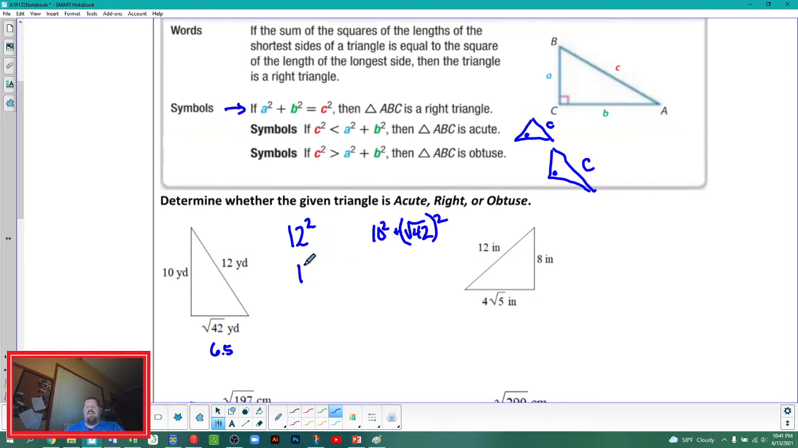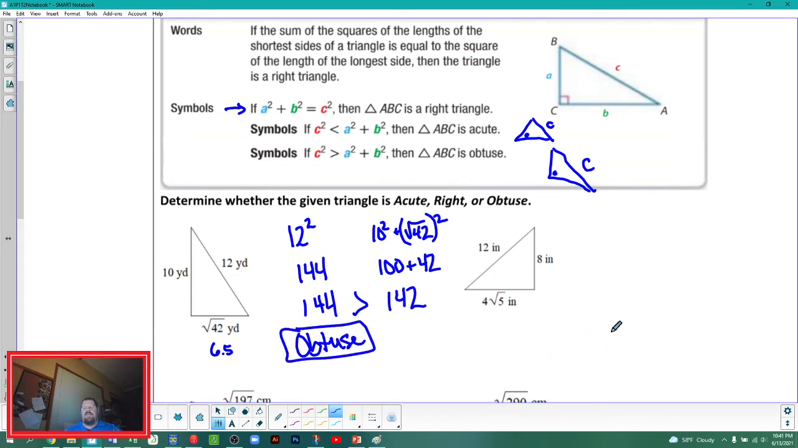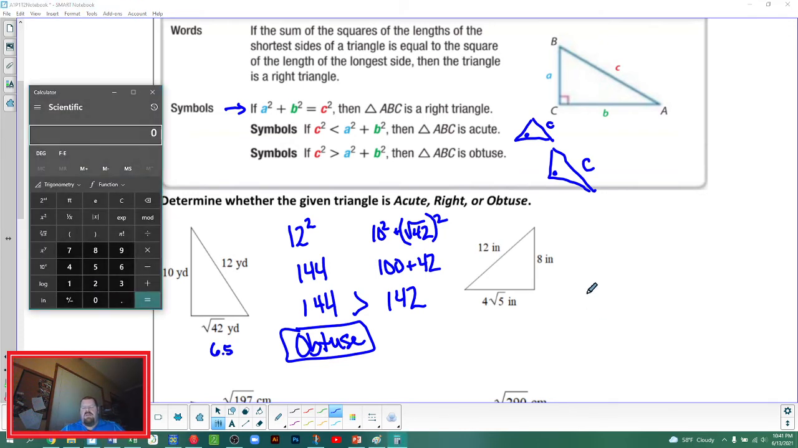So 12 squared is 144. 10 squared is 100, and we just talked about how the square root of 42 squared is 42. And then 100 plus 42 is 142. So c squared is bigger. That brings in this last line where c squared was bigger, so that means this is an obtuse triangle. Maybe not by much, but it is not a right triangle. It's obtuse.